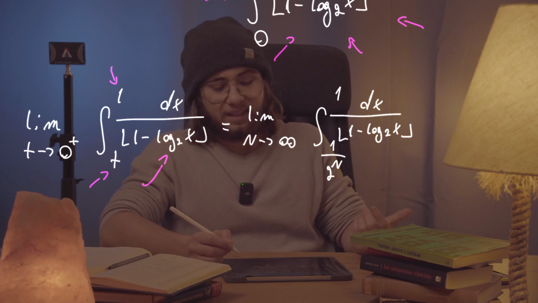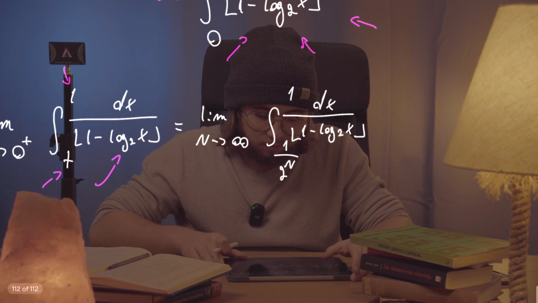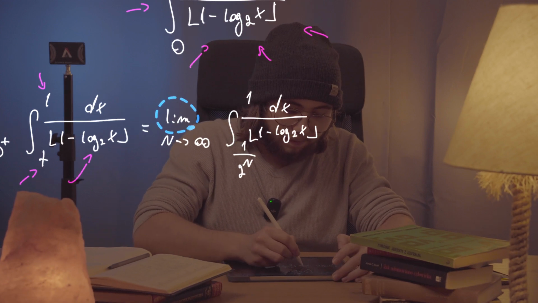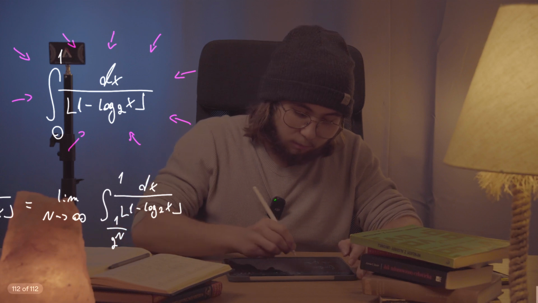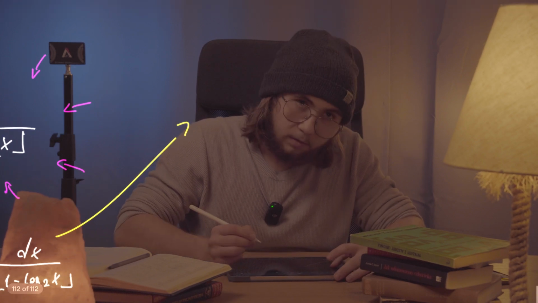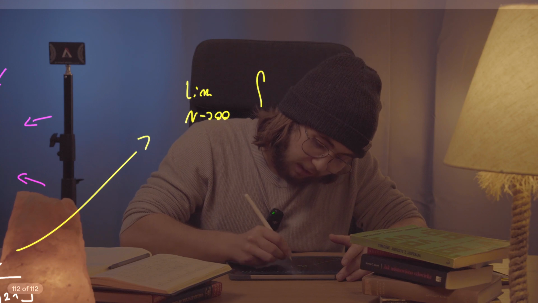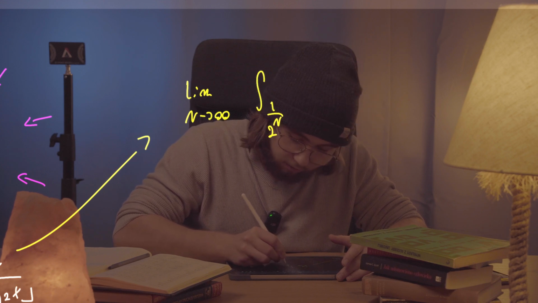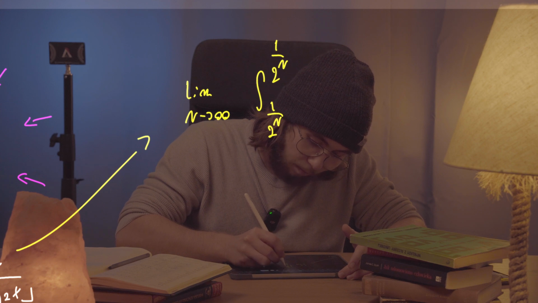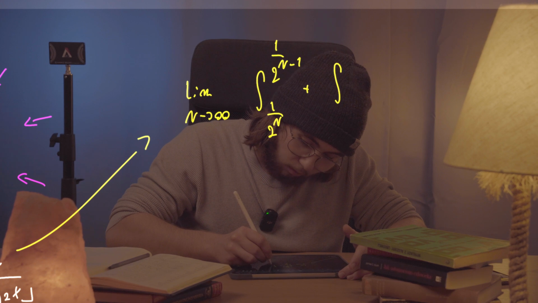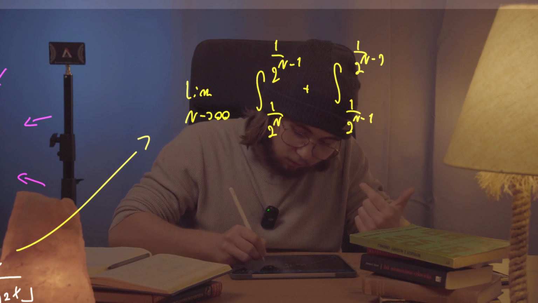The only problem is that we can't really just say that it's going to be equal to this thing in the entire interval. So we have to split this integral into a couple more integrals. I'd like to make it equal to the limit as the capital N approaches infinity of an integral from 1 over 2 to the power of this capital N, up to 1 over 2 to the power of this capital N minus 1, then plus the integral from 1 over 2 to the power of the capital N minus 1 up to 1 over 2 to the power of the capital N minus 2, and so on and so forth.